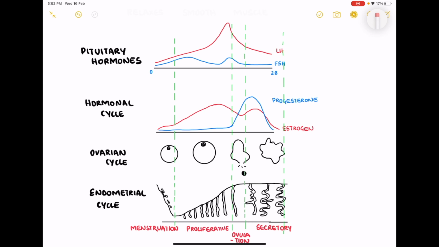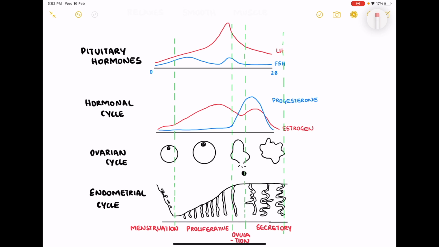Let us now look at the cycle per se. There are four different cycles that I'm going to discuss over here. One is the changes in the pituitary hormones. Then you have the ovarian hormone cycle, the ovarian cycle, and the endometrial cycle, and we will correlate all of them. Starting with the pituitary hormones.